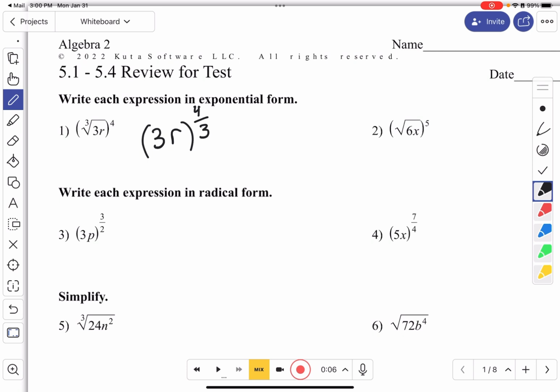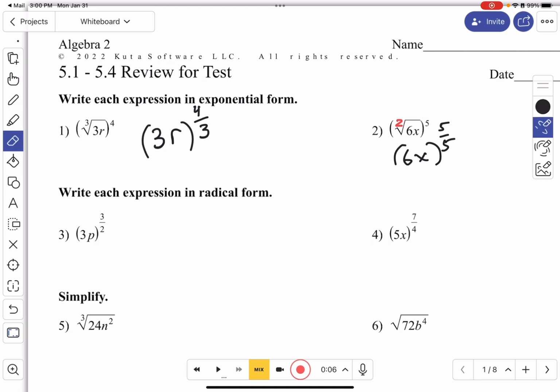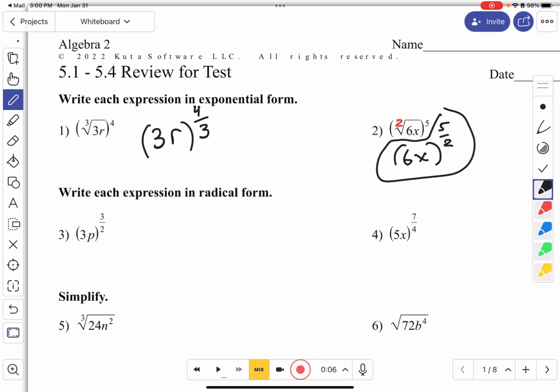Question number 2. Same thing. We've got the square root of 6x to the 5th. So we're going to put the 6x inside of parentheses to the 5th power. And remember, if there's nothing there, there's understood to be a 2 there. So this is going to be 5 halves. And there's your solution for number 2.